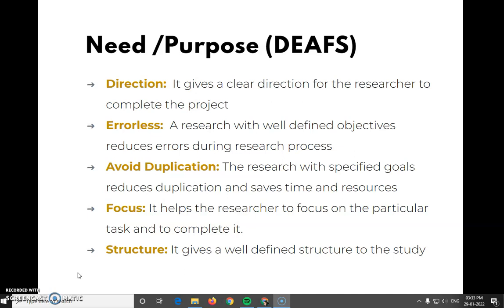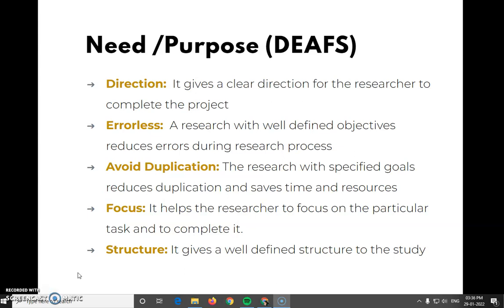The next one is focus, the focus or concentration of the researcher. For that concentration and focus, the objectives are really helpful so that they can complete one by one. If you set objectives, the researcher can focus on one objective at a time and accomplish it. So the focus and concentration of the researcher increases when he sets the objectives.